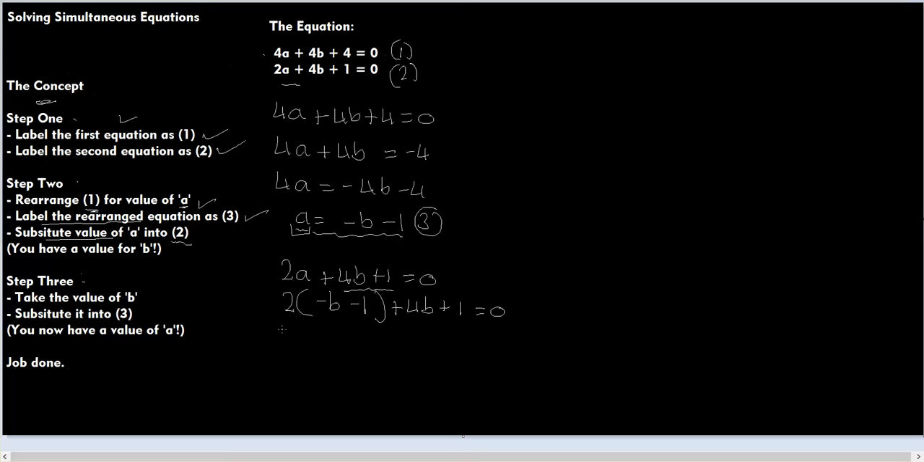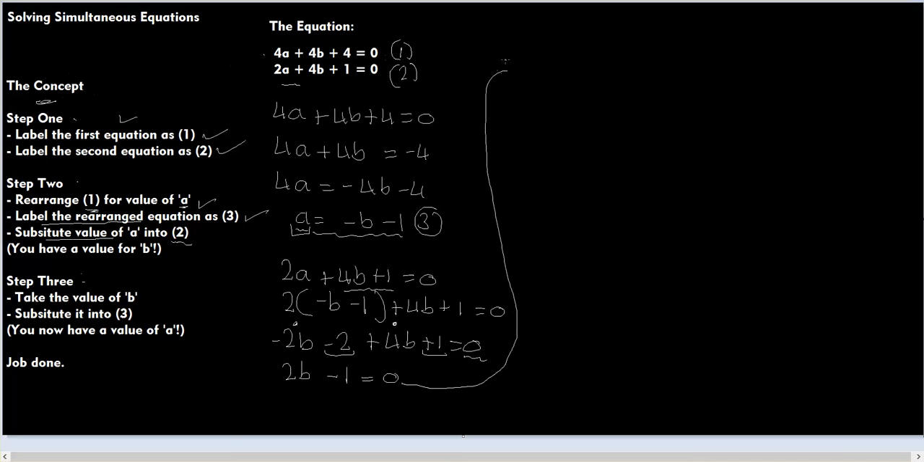If we multiply out the brackets, we get negative 2b negative 2 plus 4b plus 1 is equal to 0. Now here we have like terms. We have negative 2b and 4b, which is equal to 2b, and we have negative 2 and a positive 1, which is equal to negative 1, and it is equal to 0. If we rearrange this equation, we can find the value of b.